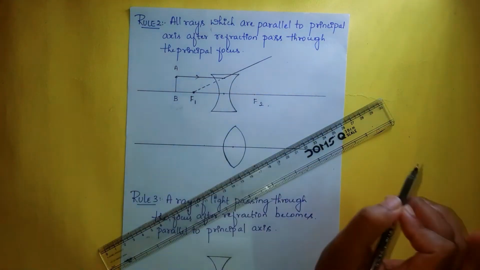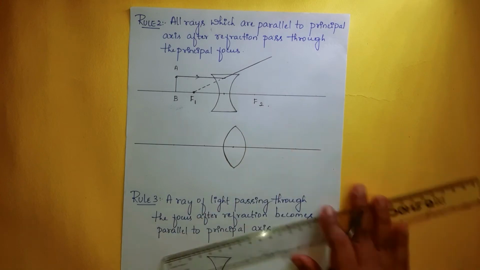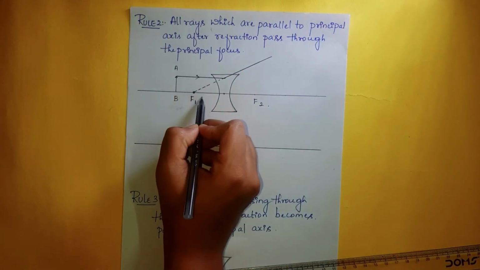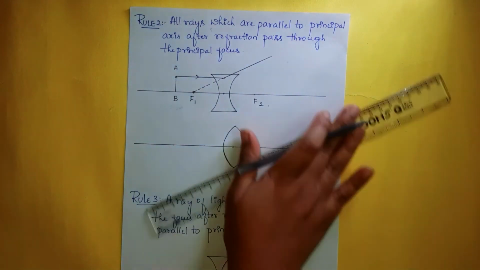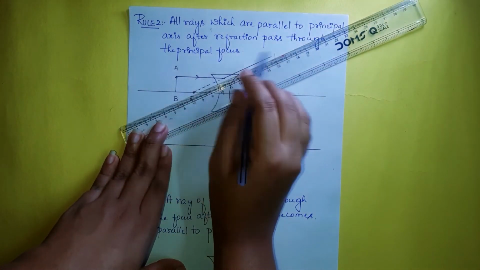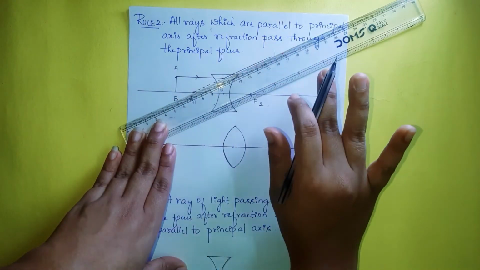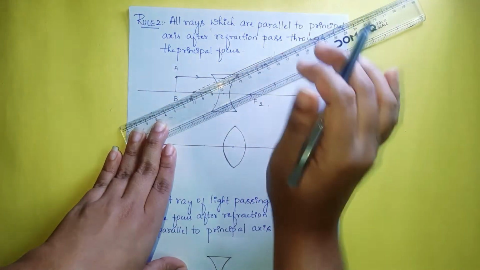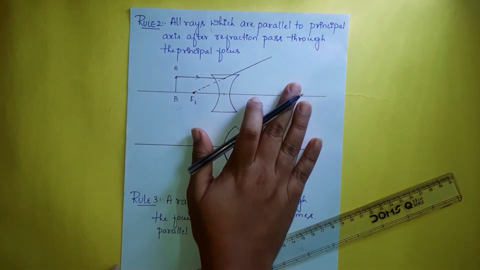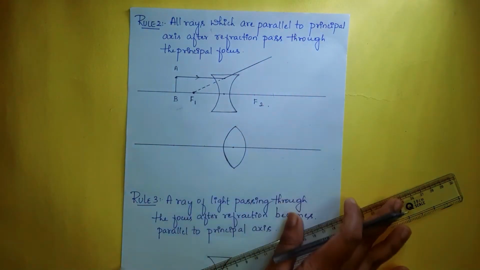So this is how rule 2 works in case of a concave lens. Take a line parallel to the principal axis, then place your scale and draw dotted lines towards the principal focus, that is F1. Without changing the position of the scale, draw the normal line. So this is the diagram obtained when you apply rule number 2 for a concave lens.